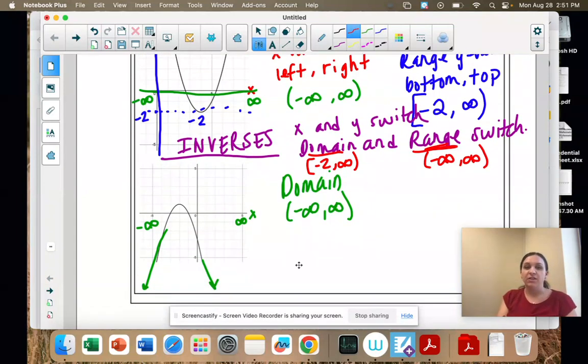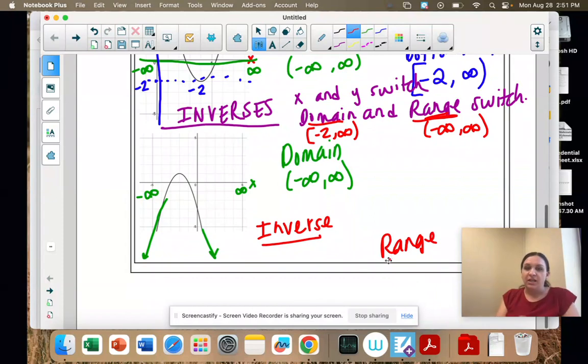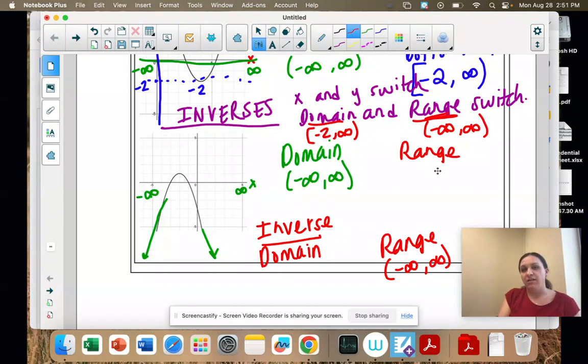So here I just found the domain. That means on the inverse, this is the range. The range is negative infinity to infinity. So if I want to find the domain of the inverse, I need to find the range of the original function. So again, remember the range is the y values, and we go from bottom to top of the graph.